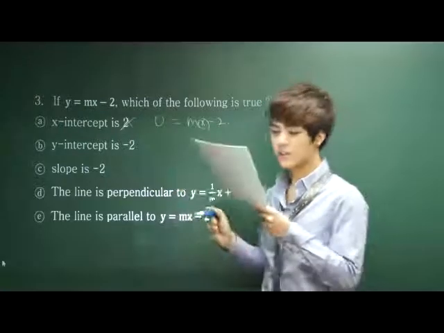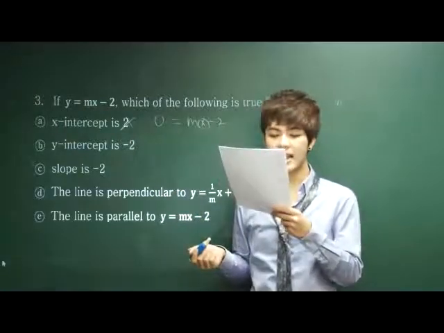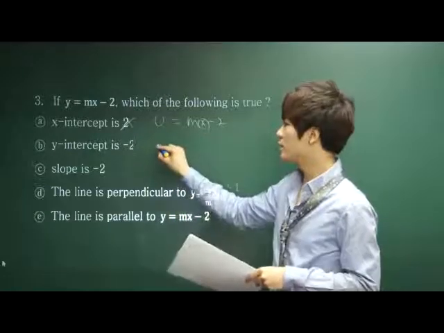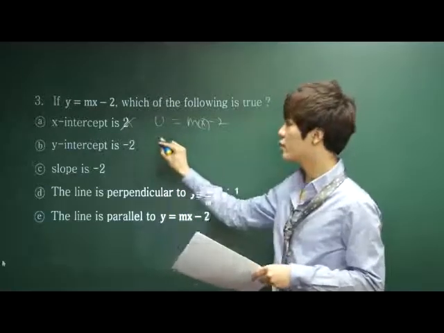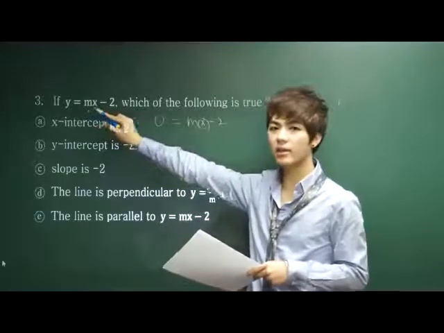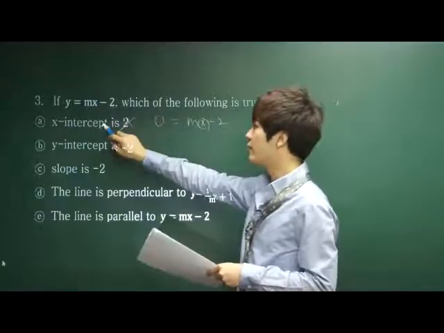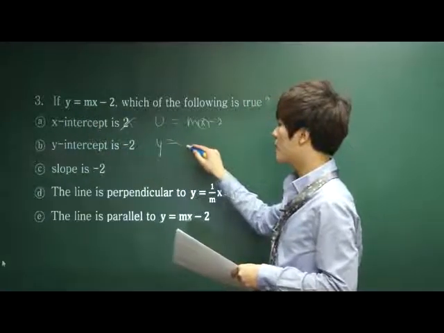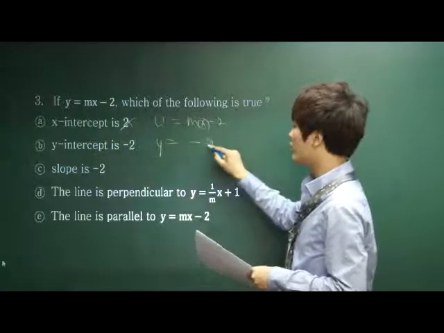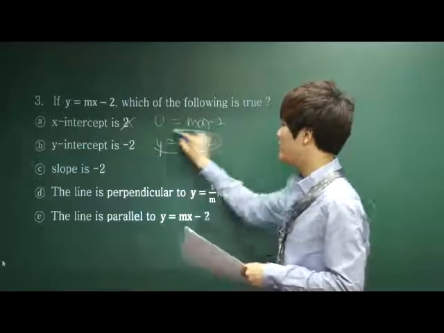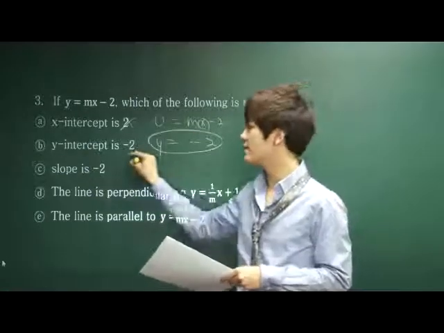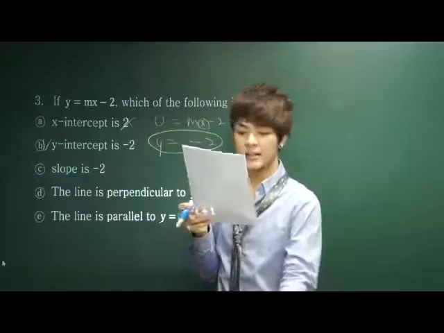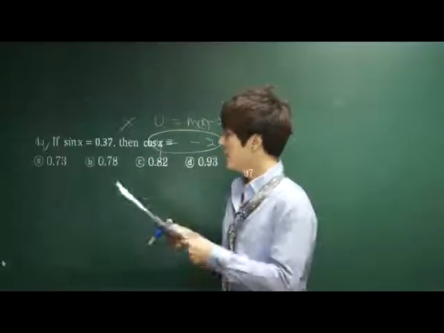So we are not sure. Okay, let's look at answer choice B. Y-intercept is negative 2. Okay, y-intercept is when you put 0 in place of x. Whatever you get for the value of y is the y-intercept. In other words, if you put 0 in place of x, it is y is equal to m times 0, which is 0, minus 2, right? So y-intercept is negative 2. And it says y-intercept is negative 2 here, so B is the correct answer. Okay, let's move on to the next question.